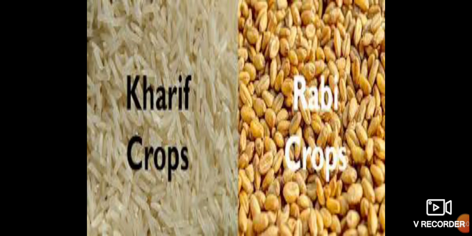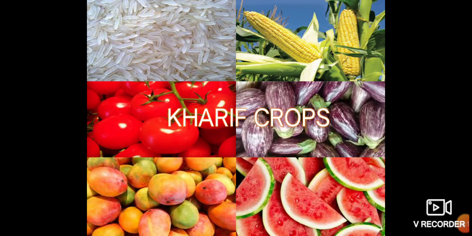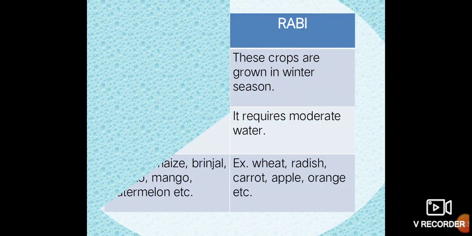According to the season, crops are classified into Kharif crop and Rabi crop. First, we'll see what are Kharif crops. The crops that are grown in the summer season. Crops that are grown in the summer season are called Kharif crops. The crops that are grown in the winter season. Crops that are grown in the winter season are called Rabi crops. We can differentiate these two types of crops.